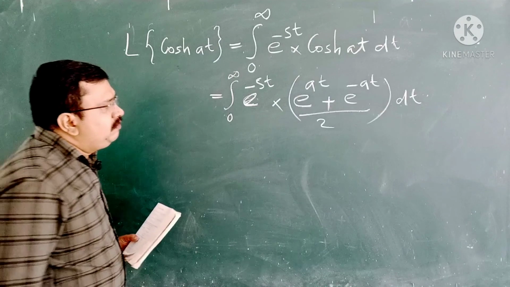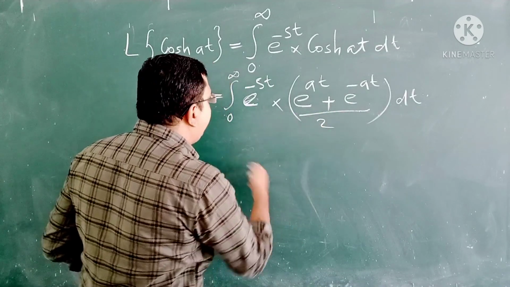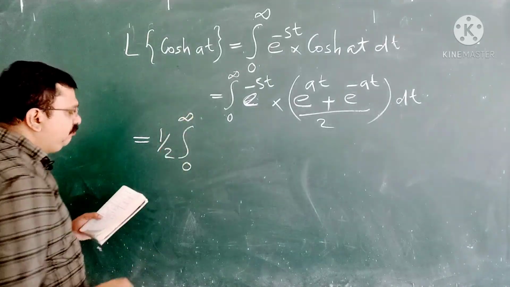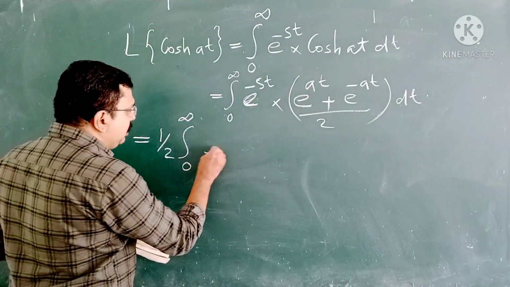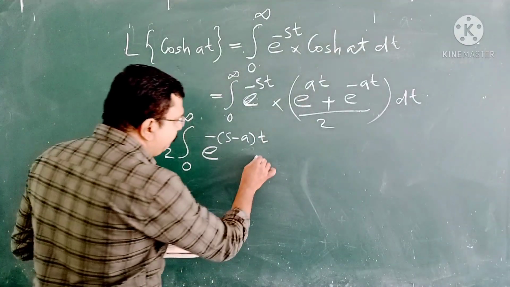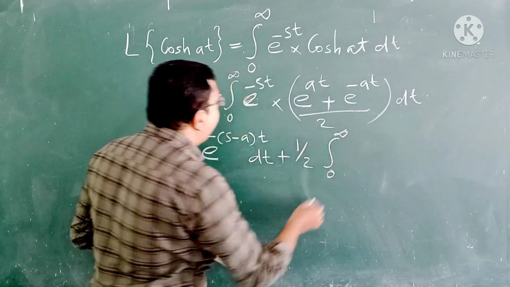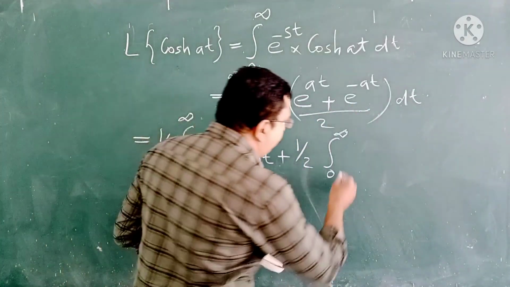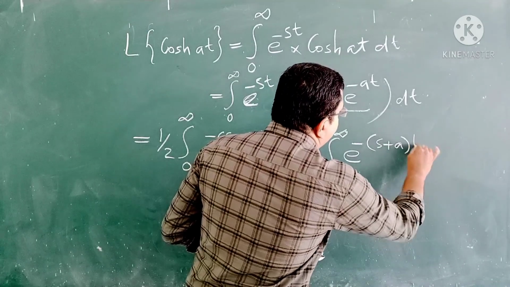Okay, therefore now we can multiply e raised to minus st with these two terms. 1 by 2 can be taken outside, then that is equal to 1 by 2 into integral 0 to infinity, first function is e raised to minus st into e raised to at, that is e raised to minus (s minus a)t dt, plus 1 by 2 into integral 0 to infinity e raised to minus st into e raised to minus at, that is equal to e raised to minus (s plus a)t dt.